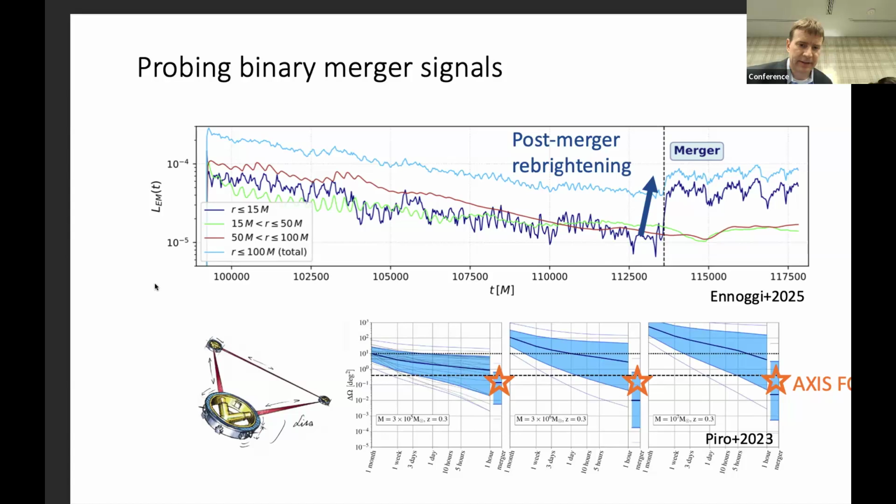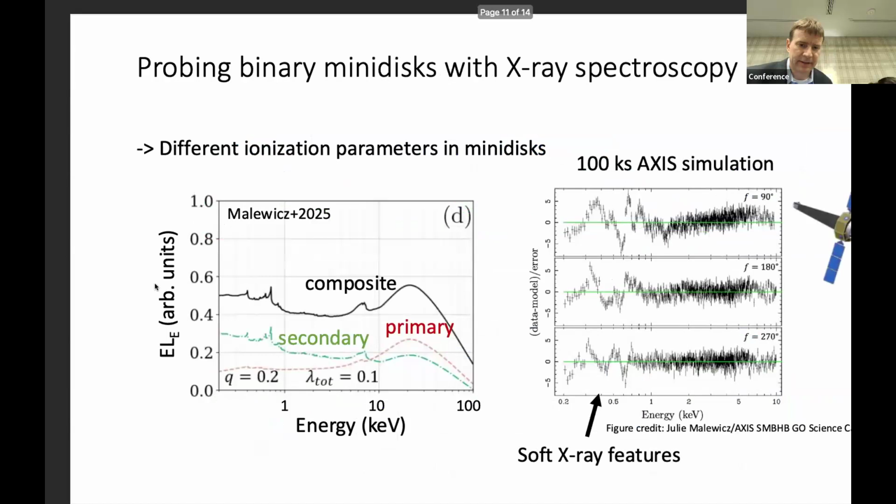Yeah, this is really interesting. One of the slides had to do with the different ionization states for the disks. So I don't know if I didn't look at the spectra carefully enough, but is that something you could actually disentangle with AXIS, or do you need higher spectral resolution to pick out the different ionization states?